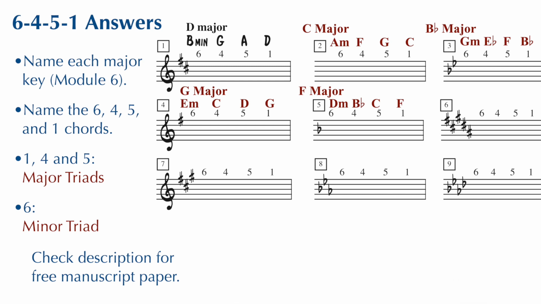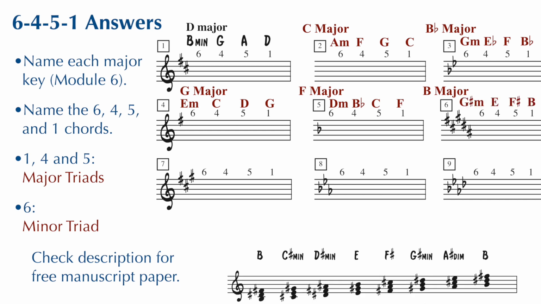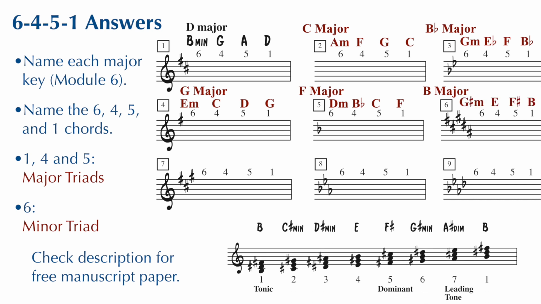Number 6 has 5 sharps in the key signature. We are in B major. Write out the B major scale and its triads, and we find that G sharp minor is our 6th chord.